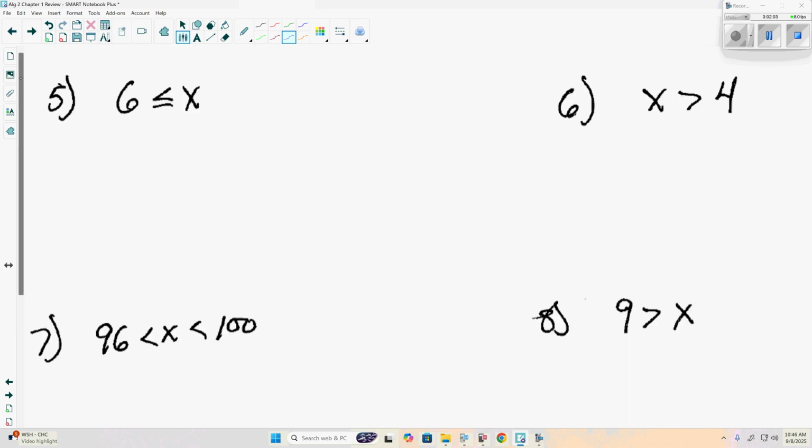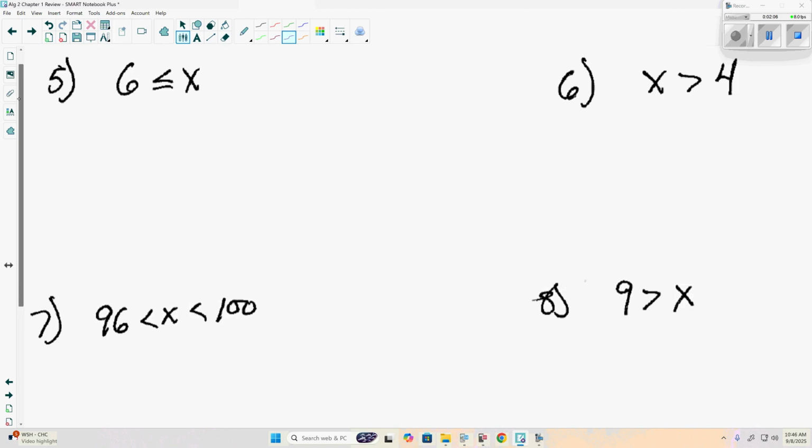Okay. We'll look at number 5. 6 is less than or equal to x. This is one of our unbounded inequalities, going in one direction, whenever we only have one endpoint. Because we only have one endpoint, we're either going to go to infinity or negative infinity, depending on if x is bigger or smaller than the number. So here we're saying 6 is less than or equal to x. x is going to be our bigger number. So that means we're going to go from 6 to infinity. If x is less than that number, we're going to negative infinity.